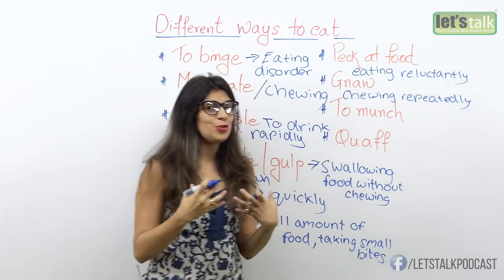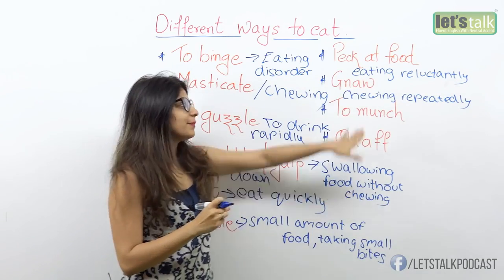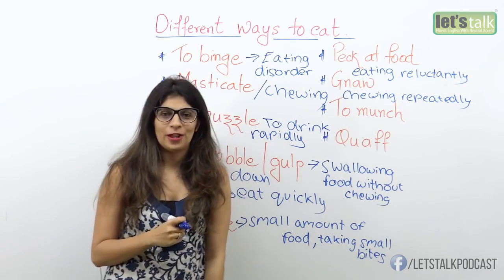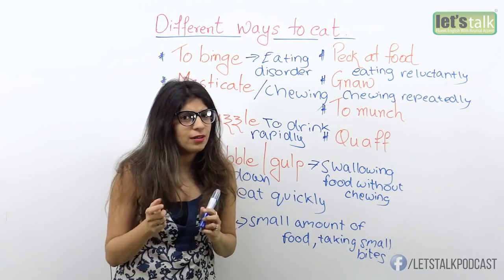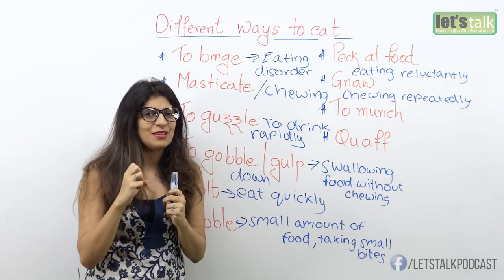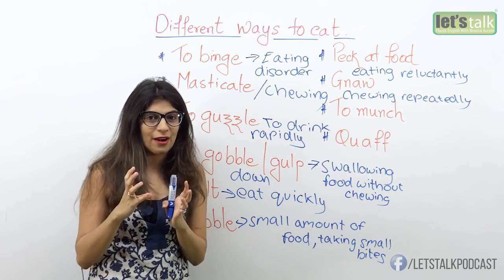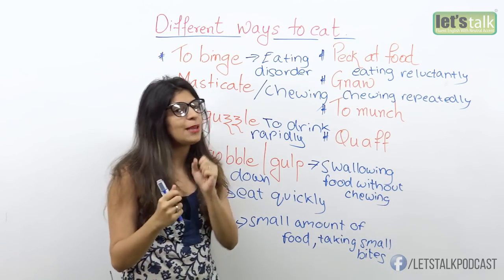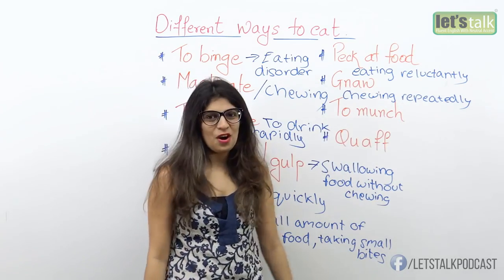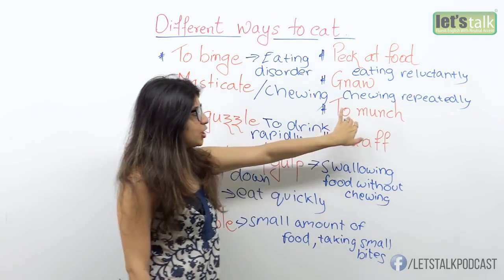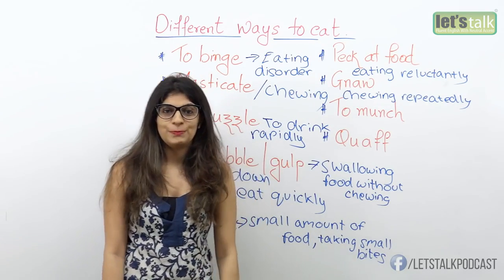Okay, so when you chew your food repeatedly, that action is called gnawing. Like the dogs, when you give them a bone, they keep on gnawing at it. The reason is because it's hard, right? It's really tough. So they keep chewing, biting repeatedly. So that's the word for you. And then the next one is to munch.